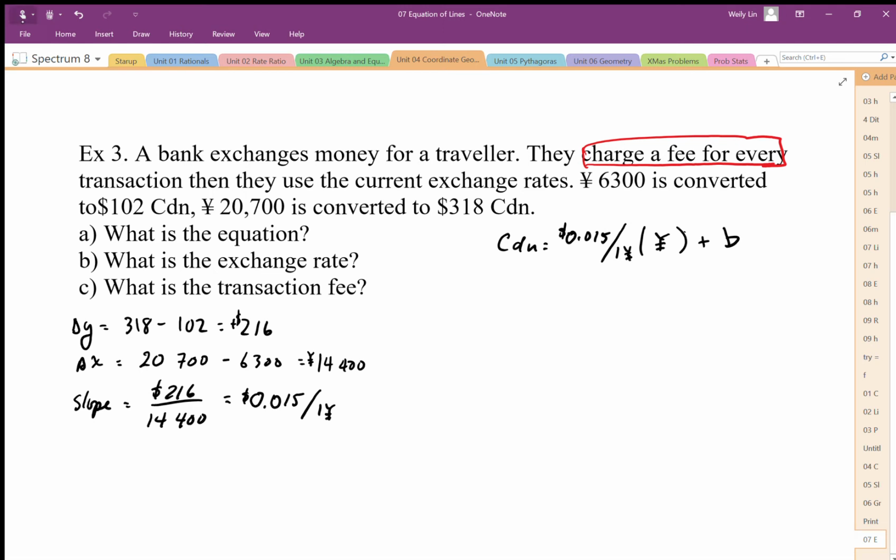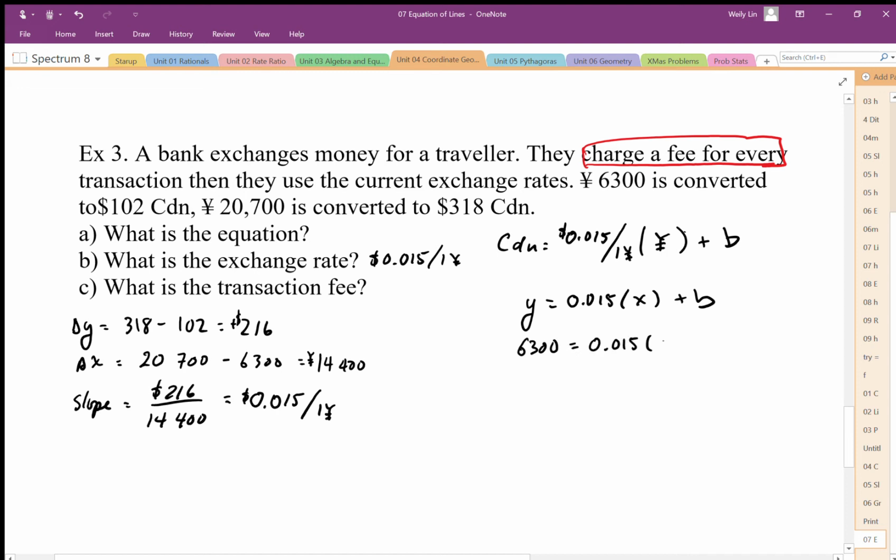So we've answered the exchange rate here. The exchange rate is going to be $0.015 for 1 yen. The transaction fee, we don't know. We have to figure out the B. And we're just going to plug in our X and Y to solve for B. And so we can use either one. I'm going to use a smaller value because I just like using the smaller numbers.